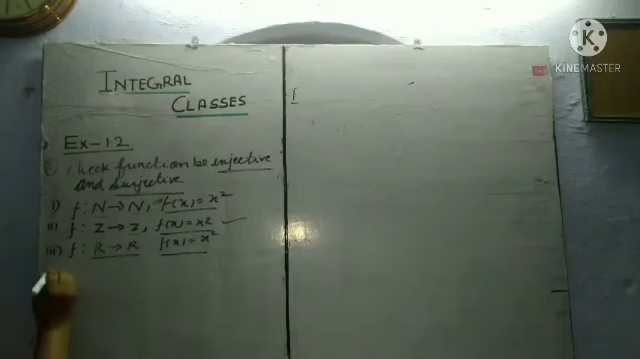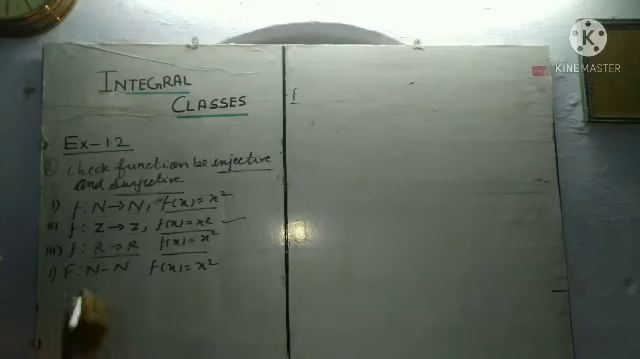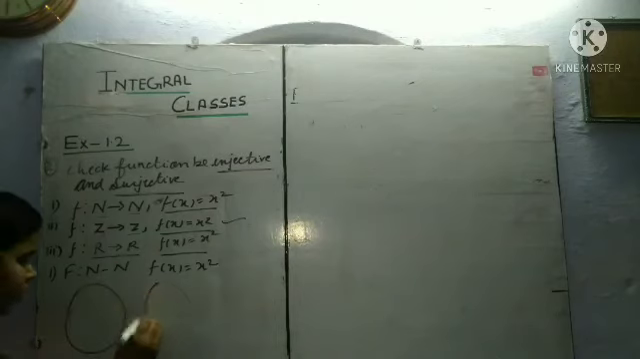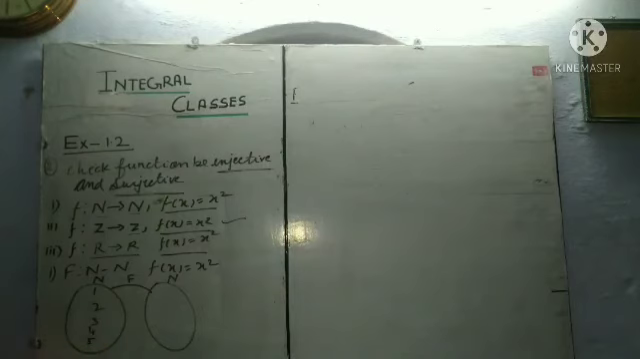So first I will explain for the function defined from natural numbers to natural numbers with f(x) equals x square. I will first explain with a Venn diagram. It is a function from natural numbers to natural numbers. We put 1, 2, 3, 4, 5 and get the answers 1, 4, 9, and so on. It is defined.